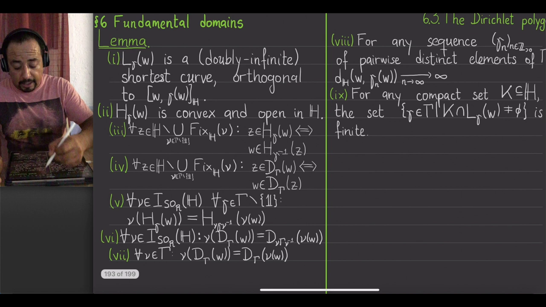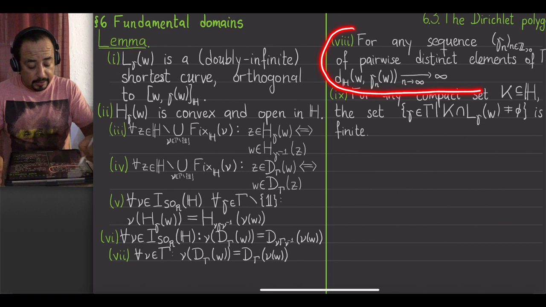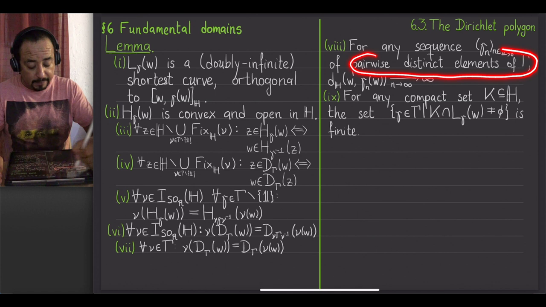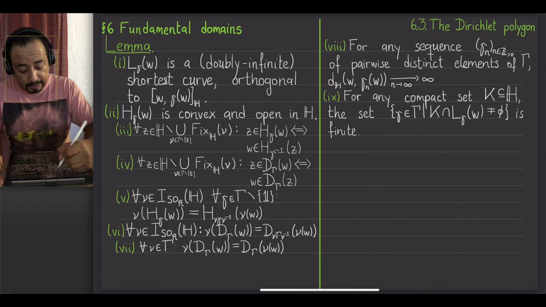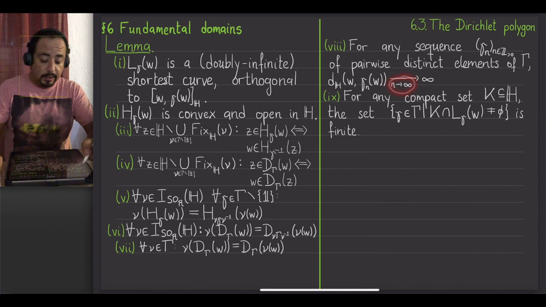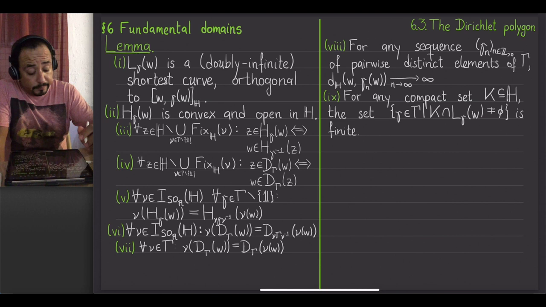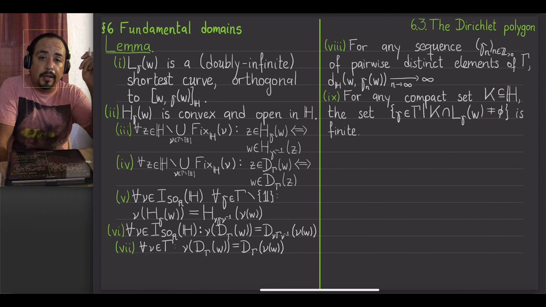Eight: if you take any sequence of pairwise distinct elements of gamma, the distance between W and gamma_N of W goes to infinity as N tends to infinity. This property is a consequence of the fact that the orbit of W under the Fuchsian group does not accumulate in H, which we already proved earlier in the course.